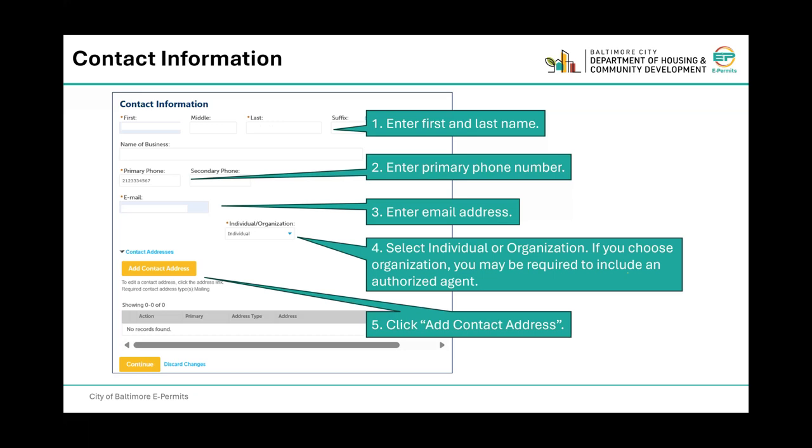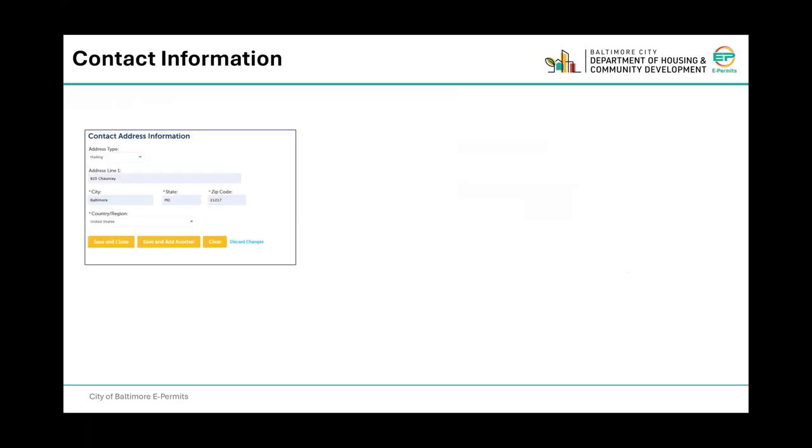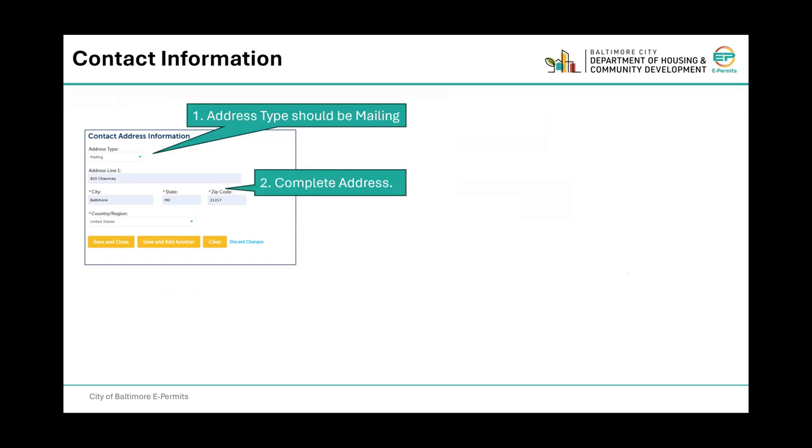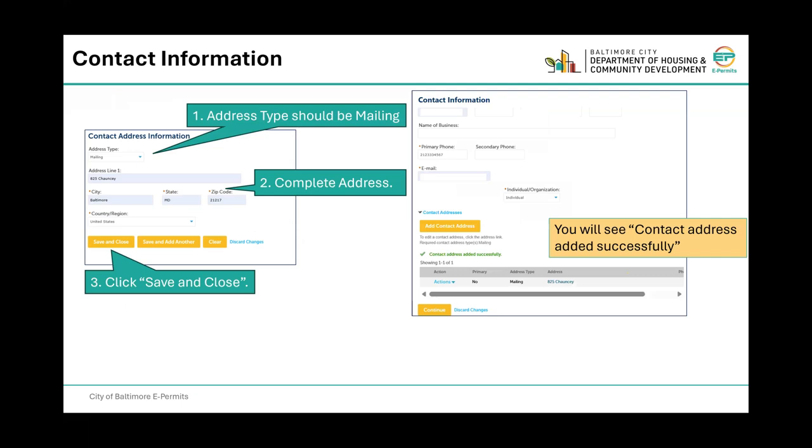Click add contact address. The address type should be mailing. Complete the address. Click save and close. You'll see contact address added successfully. Click continue.